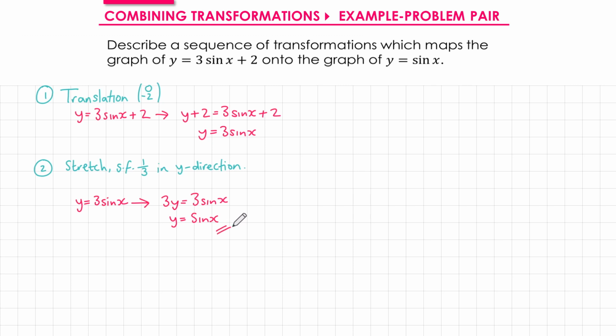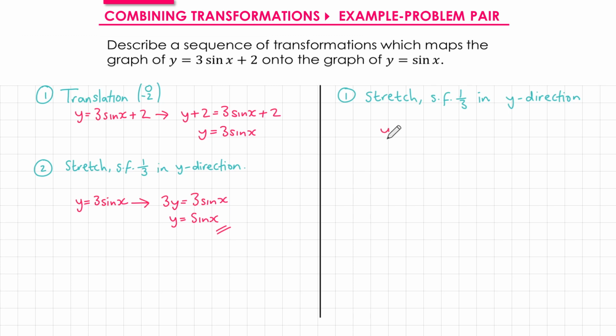Let's have a look what happens if you do it in the reverse order. This time we'll start with stretch scale factor 1/3 in the y direction. That tells us to replace y by 3y. I think this next part illustrates why it's so important to do the replacements, because otherwise it's really easy to miss things. If I now divide through by 3, I get y equals sin x plus 2/3.